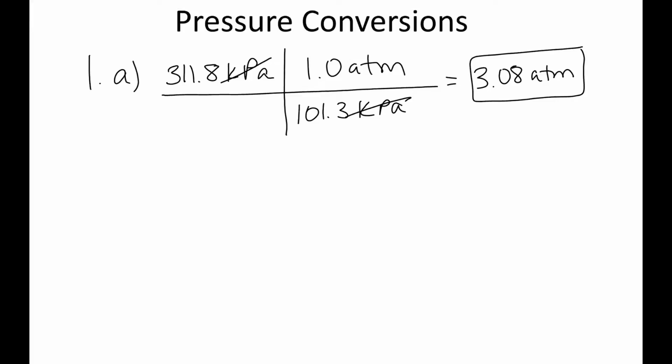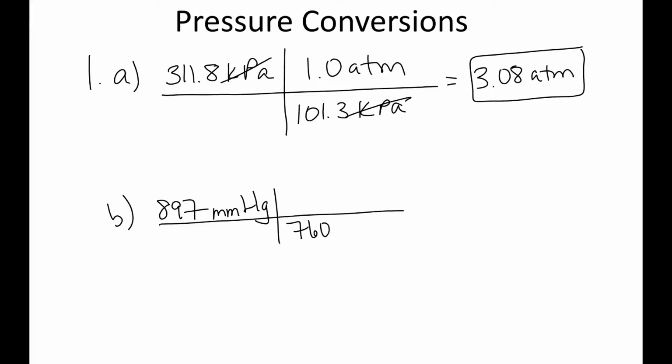Okay, and let's do B. We're starting out with 897 millimeters of mercury. Okay, we're going to put the 760 millimeters of mercury on the bottom with 1.0 atmospheres on the top, and it's 1.18 ATM. Okay, so far so good, I hope anyway.